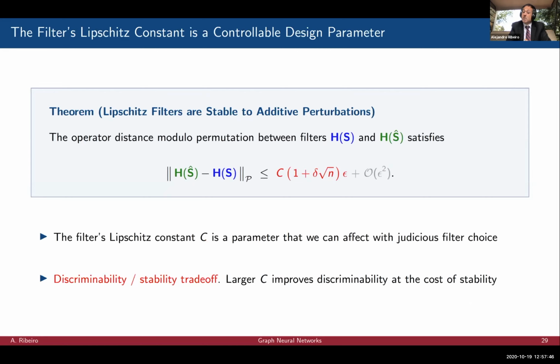The other important aspect to remark here is that the filter's Lipschitz constant C is a controllable design parameter, or actually a controllable learnable parameter, if you wish. These filters are not chosen. These filters are going to be learned, okay? But if we desire more stability, we can take measures during our training to make the constant C smaller. Of course, this constant C will play a role in the discriminability stability trade-off. I'm going to be talking about that a second into the future.